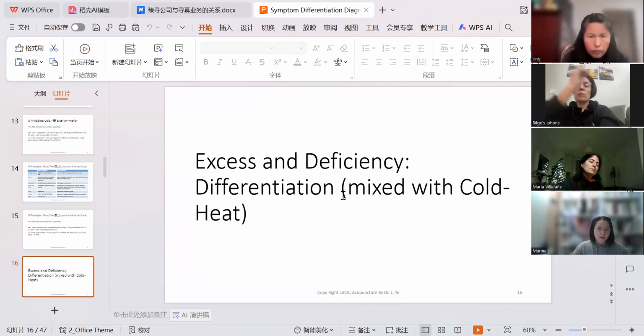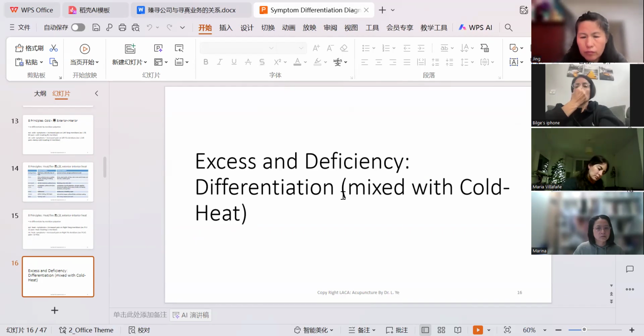So cold and heat symptoms are good for you to understand. But if you combine them with meridians, especially combined with the exterior and interior, you will be able to diagnose really precisely, and it works much better and more efficiently.